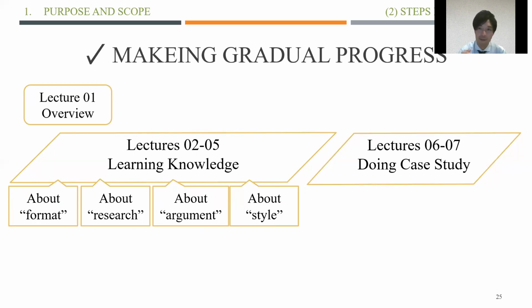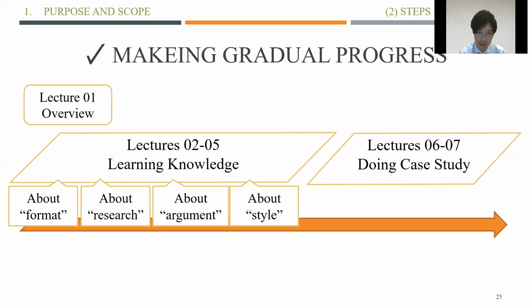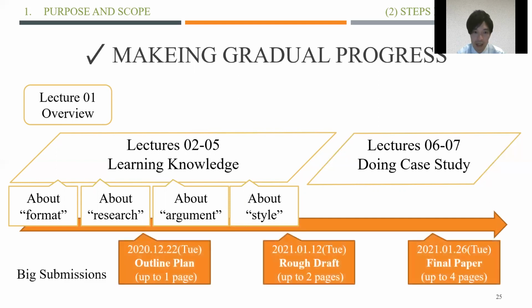So we have 3 big submissions. Be careful that the first submission deadline comes very early. Look at the slide. The first submission is the outline plan, the plan for the report outline. This will come on December 22nd. And the second submission is a rough draft of the report. And the third submission is the final paper.